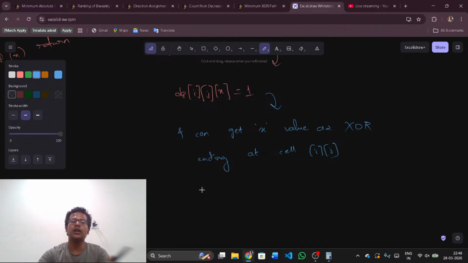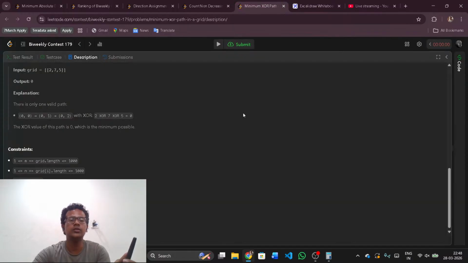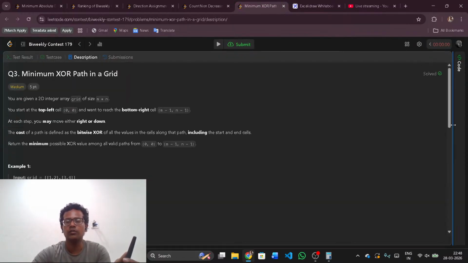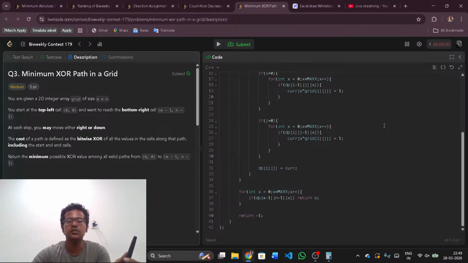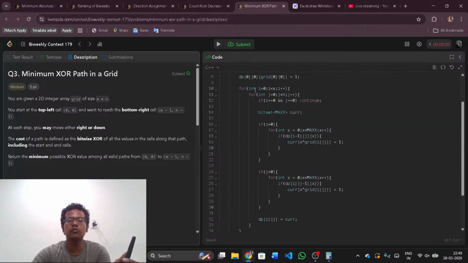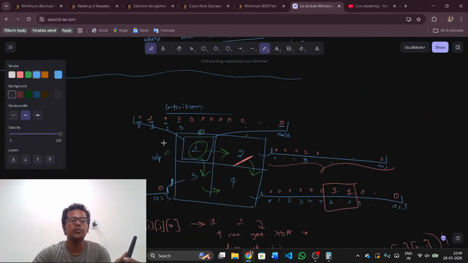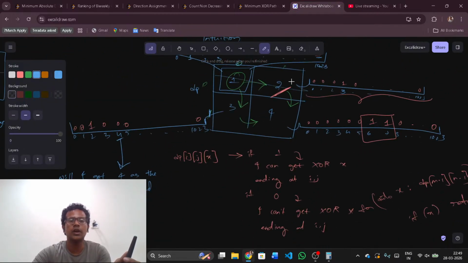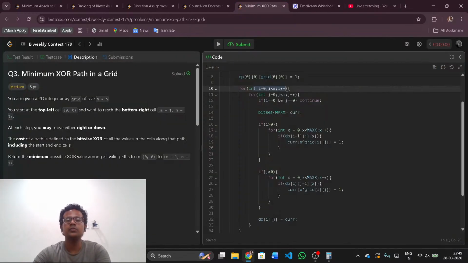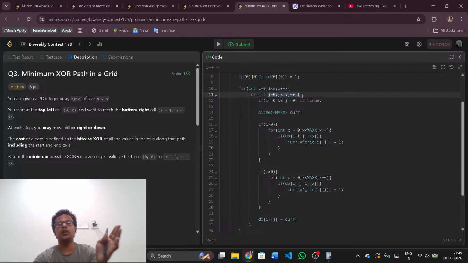I think you got it, and I have given the code link. I didn't give it in the description, but I'll give it when this live ends. But this is how we solve it. I'm just going for i is equal to 0, i is less than m, i plus plus. So I just went like this, row by row, column wise. For i is equal to 0, row, and then for j is equal to 0, j is less than n, every column, every row, every element.